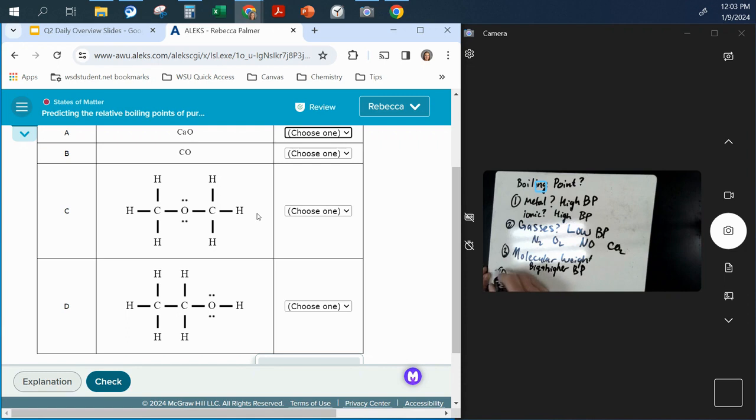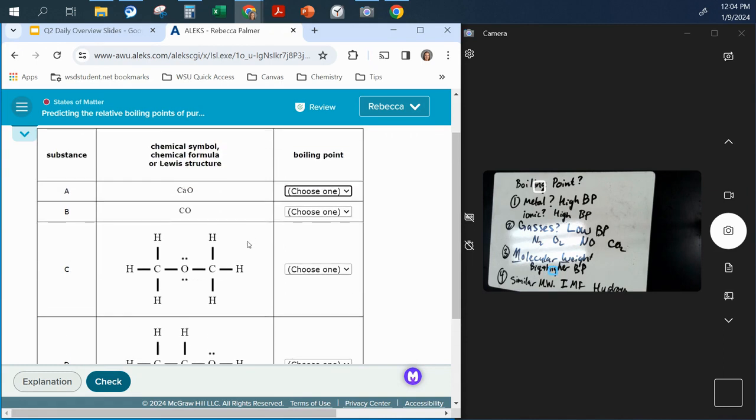The last thing I'm going to do, if they have a similar molecular weight, is look at intermolecular forces. A lot of them are just hydrogen bonding. The greater the intermolecular forces, the higher the boiling point, right? Yes. If it has hydrogen bonding, it's going to stick together more, so a higher boiling point.